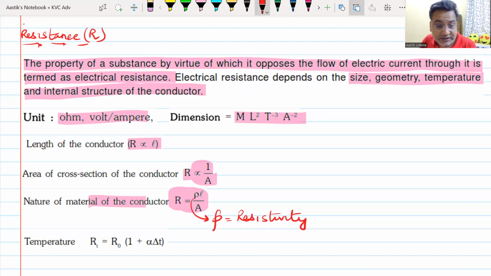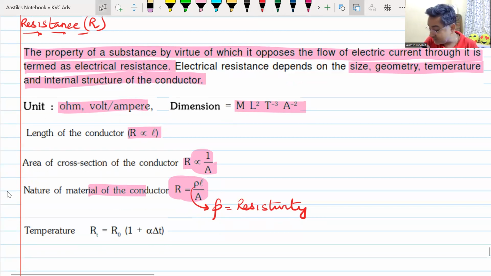R at temperature T will be R naught into 1 plus alpha into delta T, where R naught is the resistance at 0 degrees Celsius. T is the temperature. Alpha is the constant which is known as temperature coefficient of resistivity. We have seen this formula previously also. Where did we see it? Obviously, you don't remember it anyways.